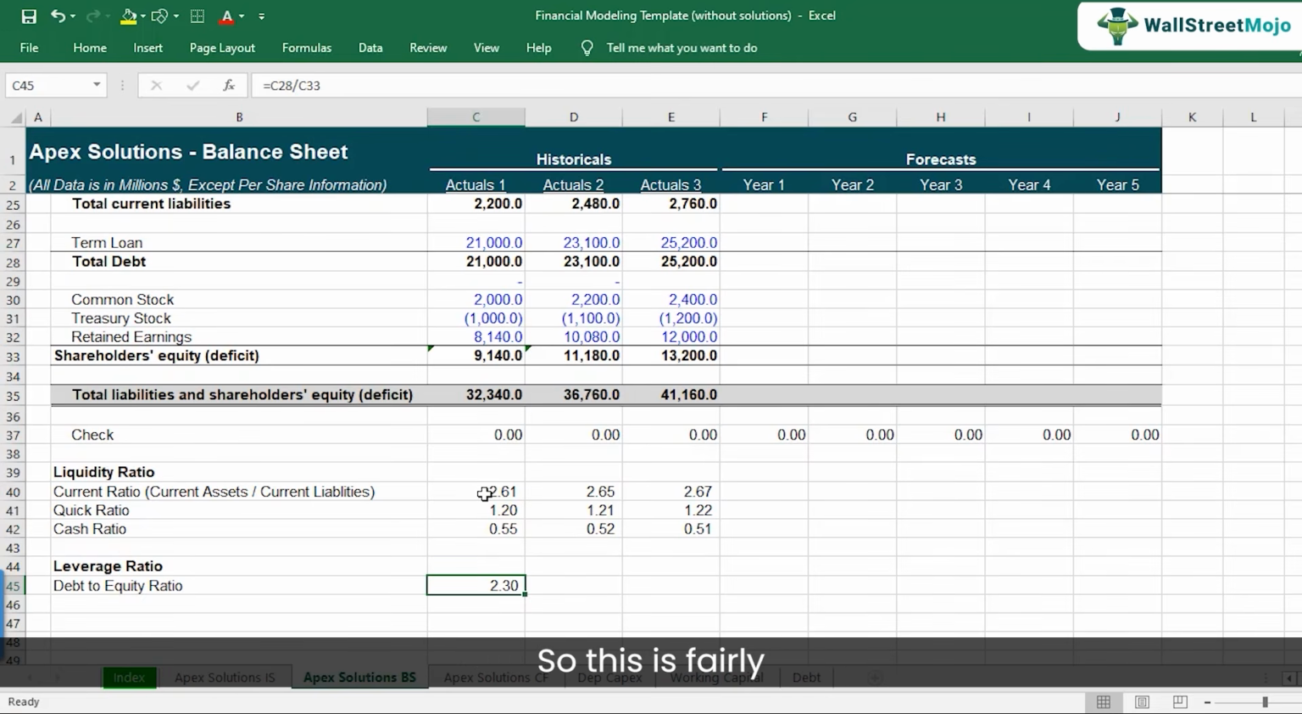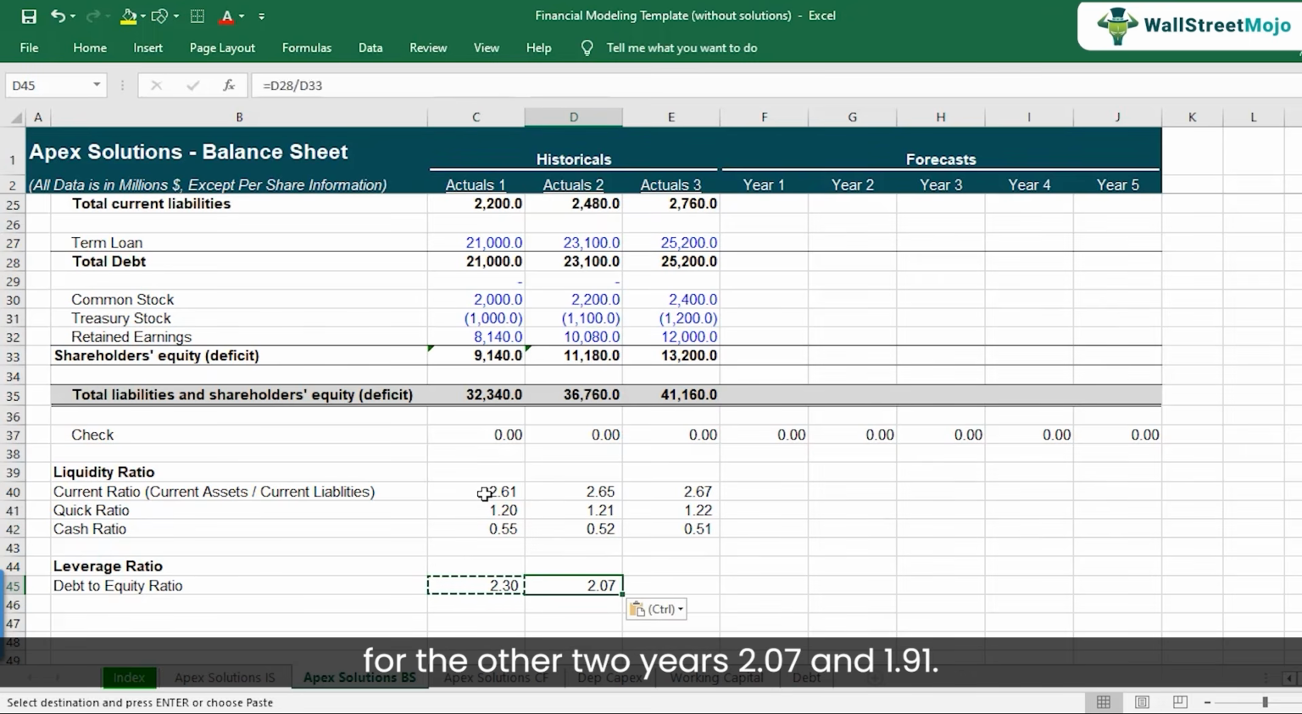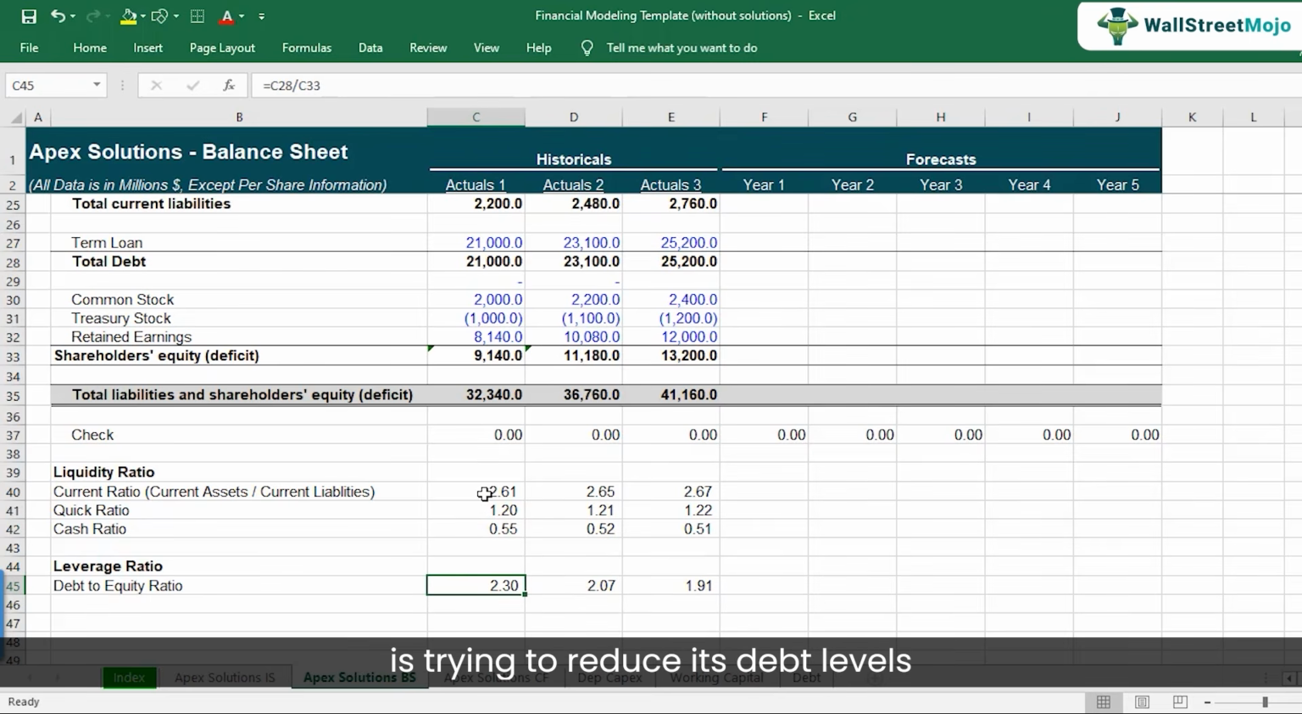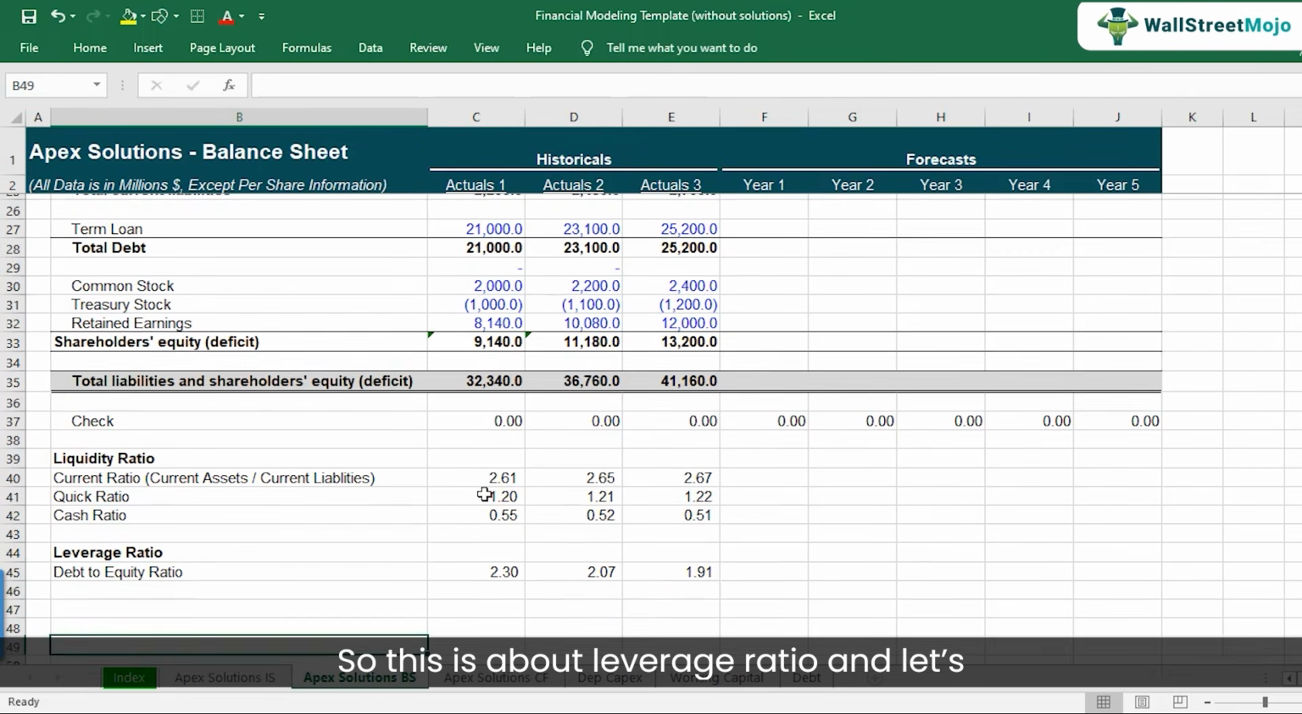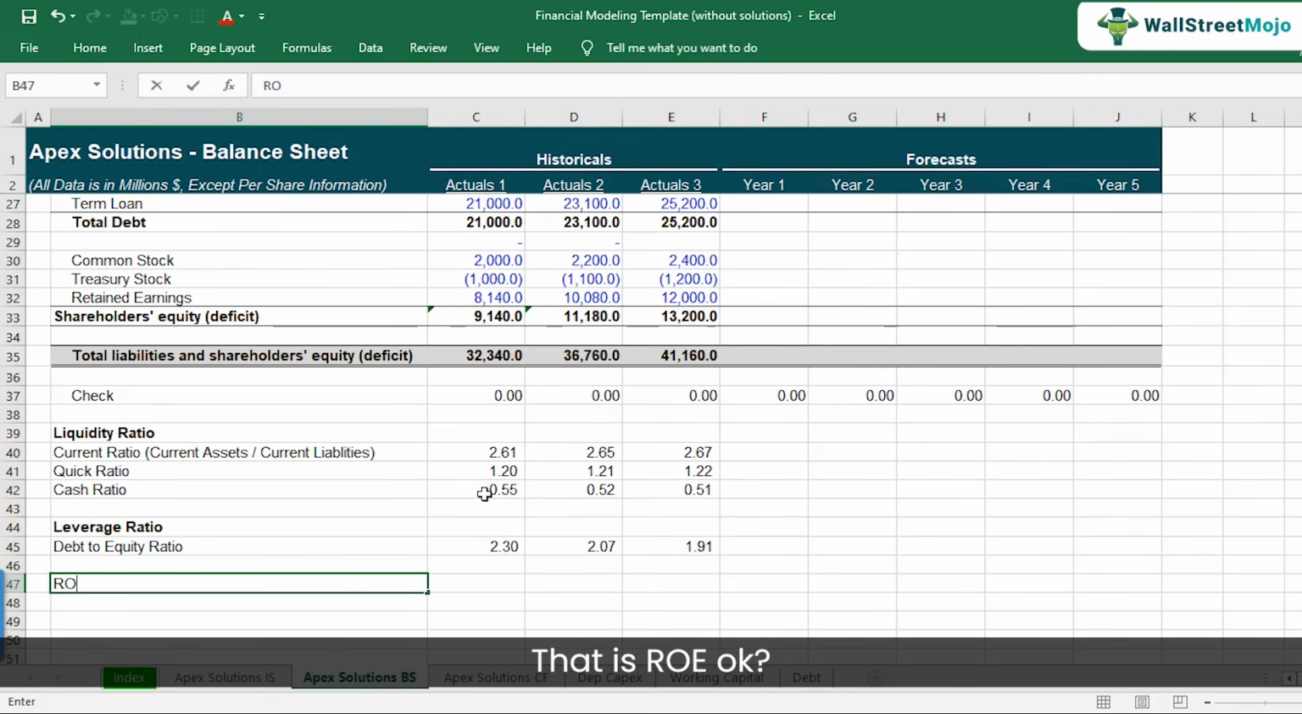So this is fairly leveraged, but overall when it comes to profitability and the interest payments and all, the company is able to manage that. So it's fine that debt to equity is 2.30, but if it goes beyond a certain level, then it can become an issue because of the interest payments becoming higher and higher, and this will put a dent in the net income margins. But let's see how it is for the other 2 years: 2.07 and 1.91. So it seems like the company is trying to reduce its debt levels over the years, right? So this is about the leverage ratio.